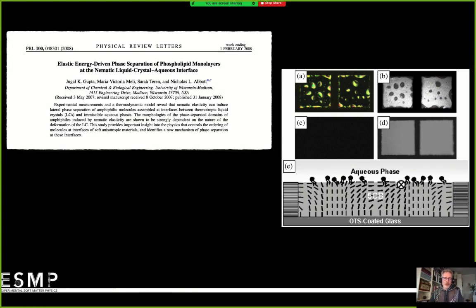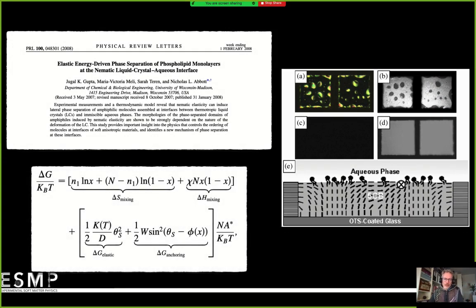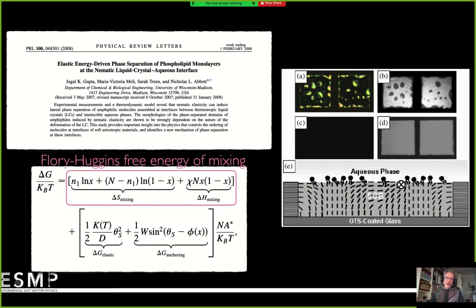And this is that paper, a beautiful paper from 2008, where they produced a free energy function for explaining what's going on. And you notice that it has two components. It has the classic Flory-Huggins free energy of mixing, and an addition that is unique to the LCs, to the liquid crystals. That addition gives rise to this phase separation, even though on an isotropic substrate you wouldn't have that phase separation happening.